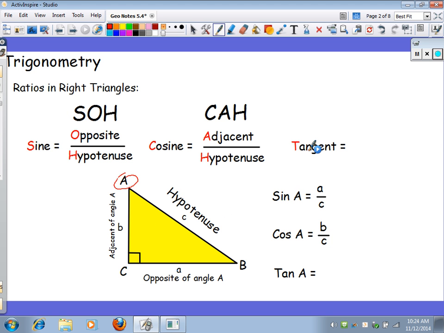Now what's left over for tangent then? We've got opposite over hypotenuse, we've got adjacent over hypotenuse, so that leaves opposite and adjacent. That's what's being divided in the tangent button, so we have TOA.